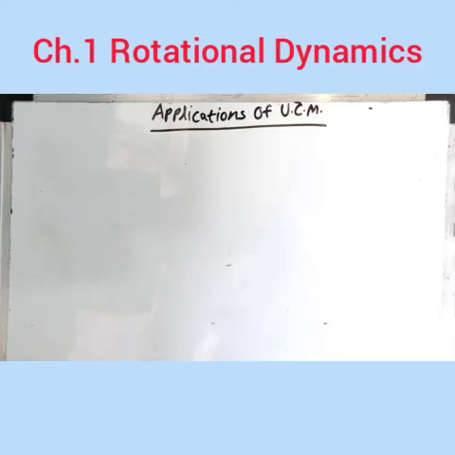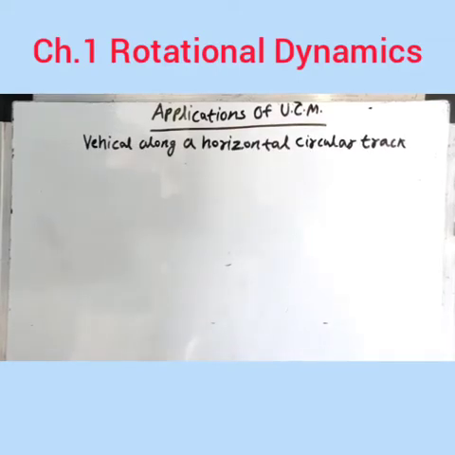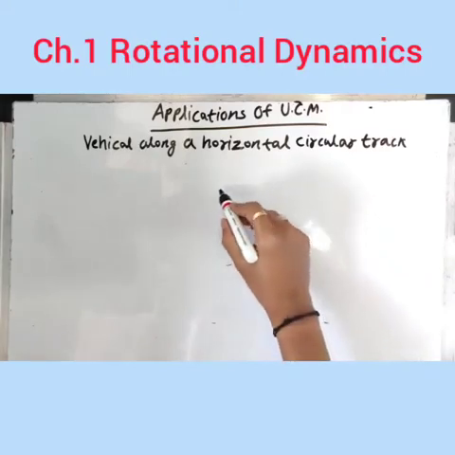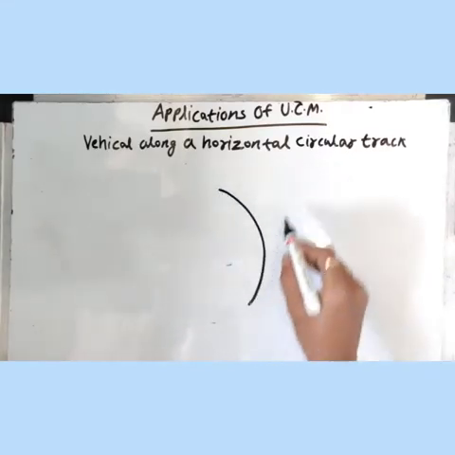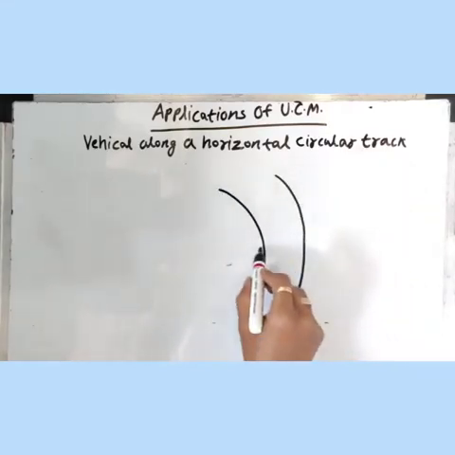Hello all. In this video we are going to study applications of uniform circular motion. The first application which we are going to study is a vehicle along a horizontal circular track. For this we are going to consider a curved road of radius, say, r.